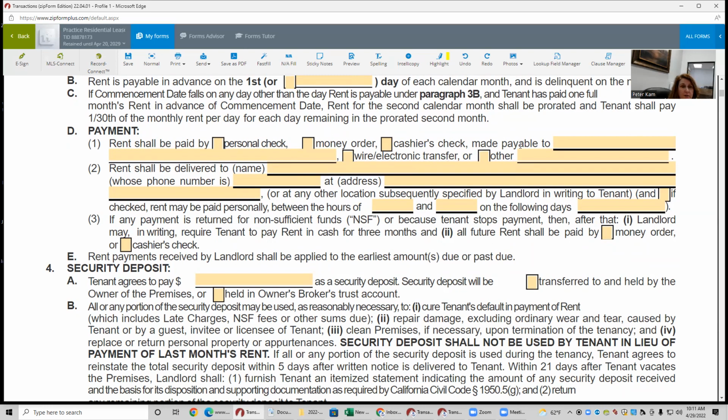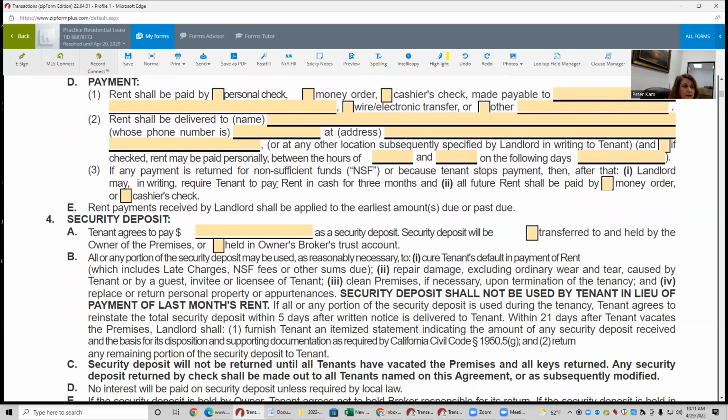And always make sure that it's made payable to. Put the landlord's name in, even though it's up top, put the landlord's name in here where you want the rent, the name of the landlord there for the rent payment. And rent shall be delivered to. Go ahead and rename them again.